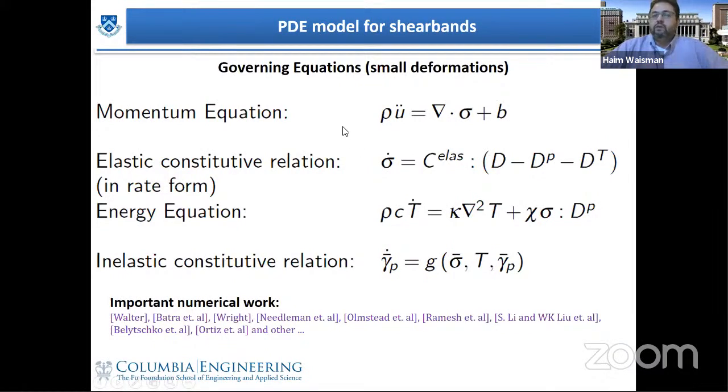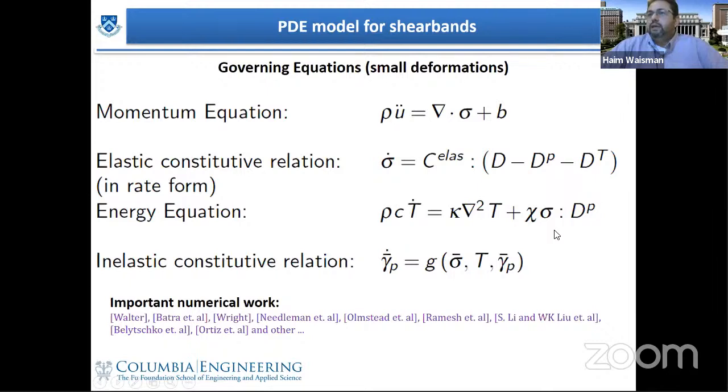The first equation describes the momentum balance, with sigma the stresses, body forces, displacement, and density. The second equation describes the linear elastic relation. Here it's given in rate form. D is the rate of deformation, D^p is the plastic part, and D^t is the thermal part.